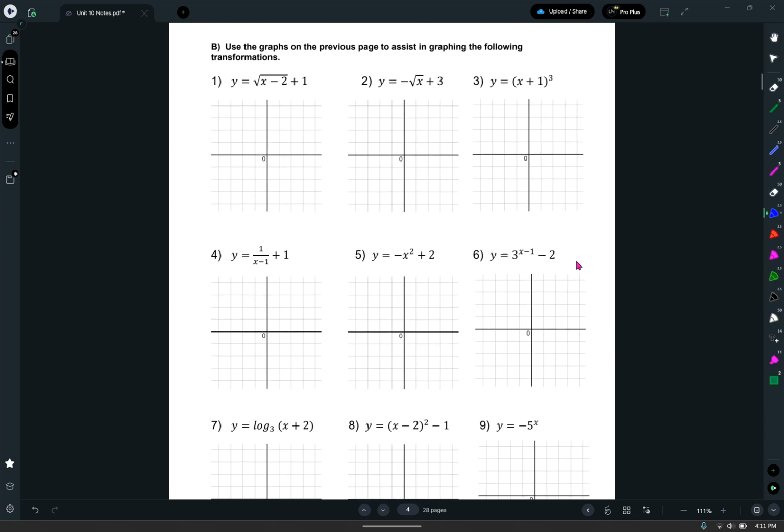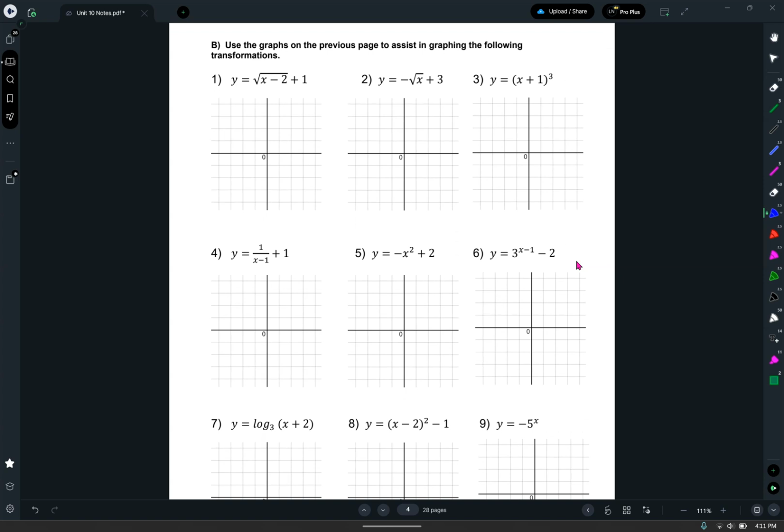I think I'll go in and point out a couple of them, and then you should definitely finish filling them in based on what we had talked about. So for example, let's look at number 2. We know that this is a square root graph. So remember, look at the previous page, the square root graph. If I'm just drawing the basic one, remember it's doing this kind of thing.